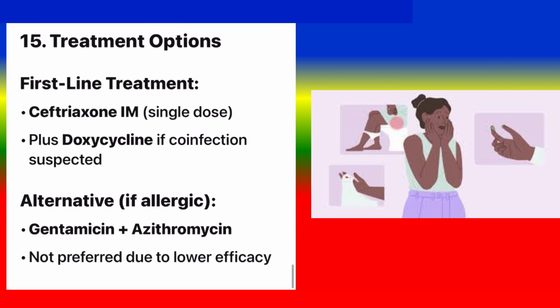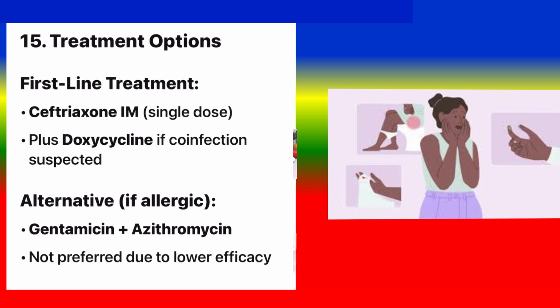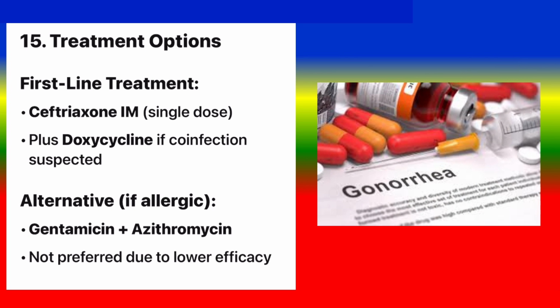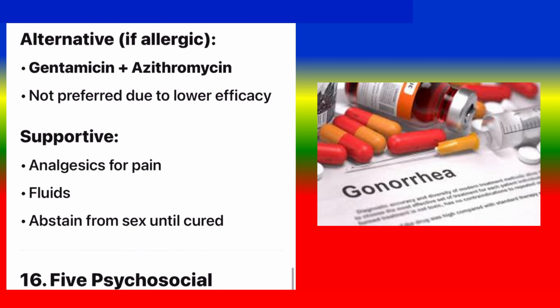15. Treatment options. First-line treatment, ceftriaxone IM single dose, plus doxycycline if co-infection suspected. Alternative if allergic, gentamicin, azithromycin, not preferred due to lower efficacy. Supportive: analgesics for pain, fluids, abstain from sex until cured.